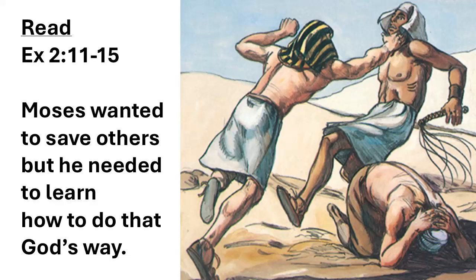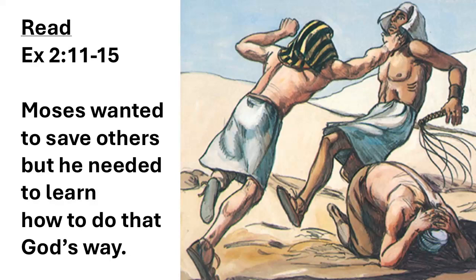What did Moses do? Verse 12. Moses looked all around and saw that no one was watching, so he killed the Egyptian and hid his body in the sand. Now, this is not an unjust killing in a way, but it wasn't his responsibility to do it. That's my little bit out of here.